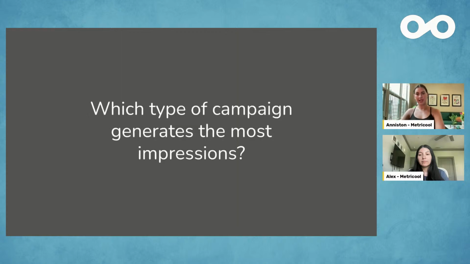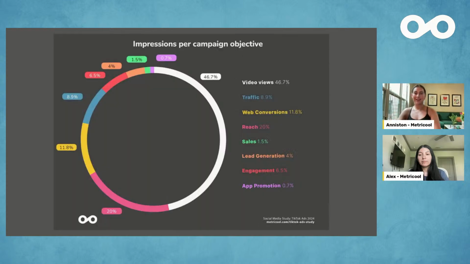Okay. And then when we're analyzing the results of campaigns, we wanted to look first at which campaigns generate the most impressions. The campaign objective that receives the most impressions is going to be video views again by far, which makes sense as the goal of this is to get as many eyes on your video as possible. So it makes sense that these generate the most impressions.